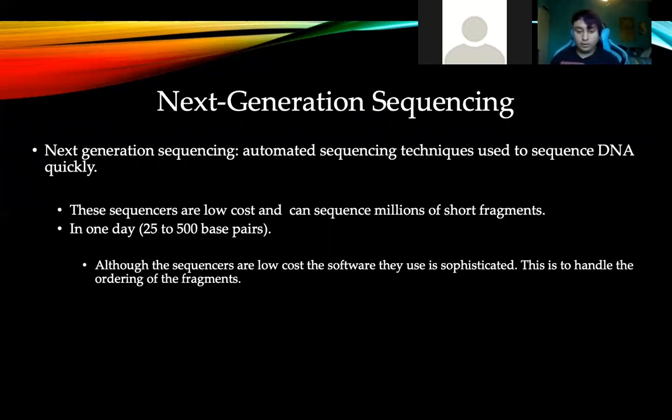These processes usually use sequencers, and these sequencers are low cost and can sequence millions of short fragments of DNA. In one day, from 25 to 500 base pairs can be sequenced. Although these sequencers are low cost, the software they use, however, is very sophisticated. This is to make sure that they can handle the ordering of the fragments. Next slide, please.